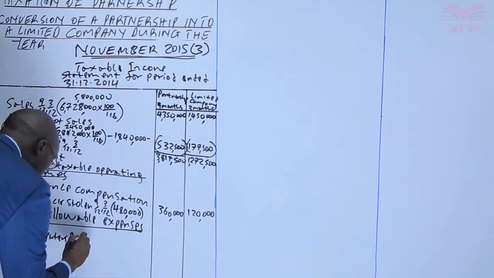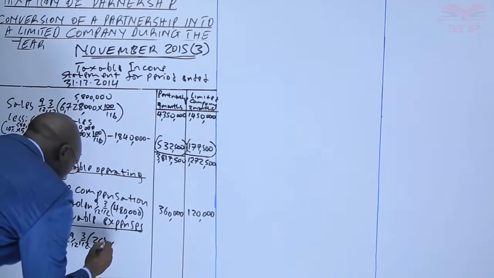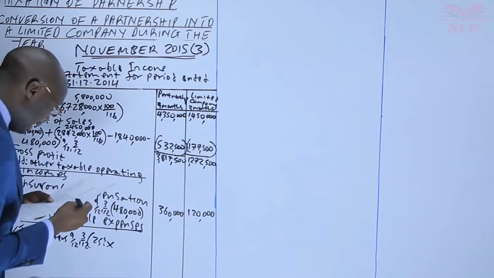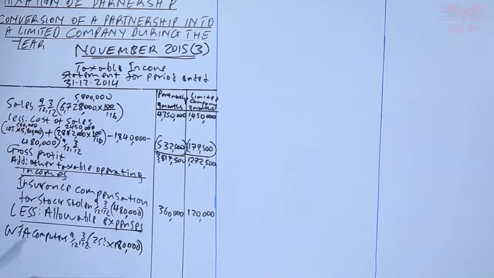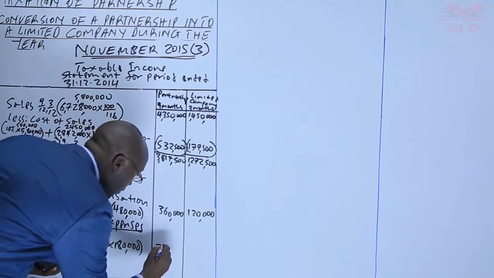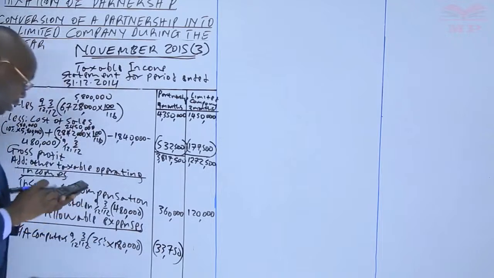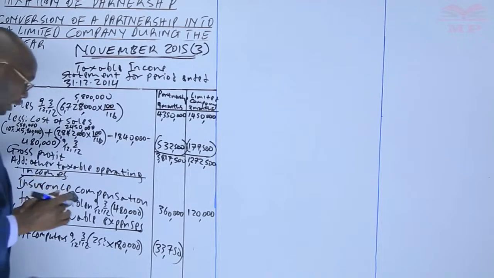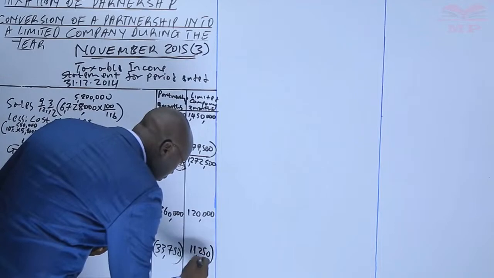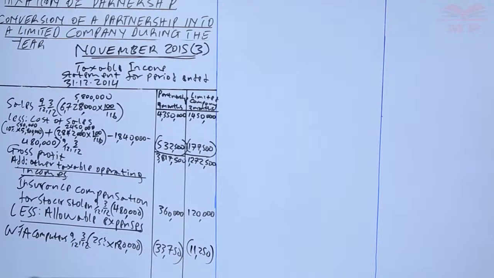We take 9/12, 3/12 of 25% of 180. So 25% of 180 gives us 45. 45 times 9 divided by 12 gives us 33,750. The other one is 3 divided by 12 times 45,000. That gives us 11,250. There. So we continue.